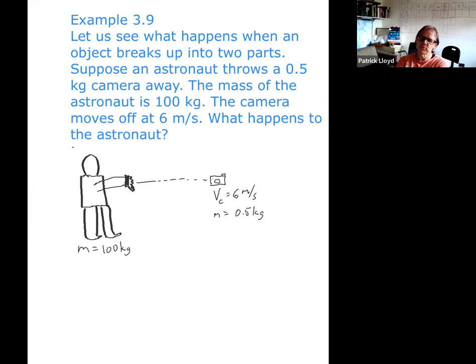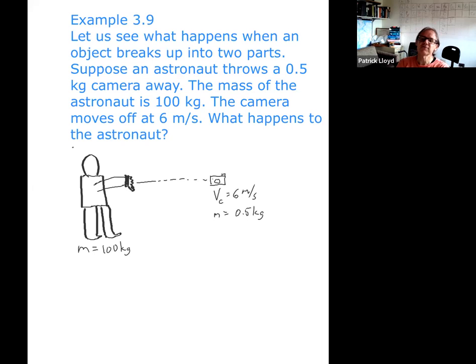Okay, this is example 3.9, and here we're going to look at the principle of conservation of linear momentum. Just like energy is conserved, momentum, linear momentum, angular momentum, these are conserved as well. Let's see what happens when an object breaks into two parts.